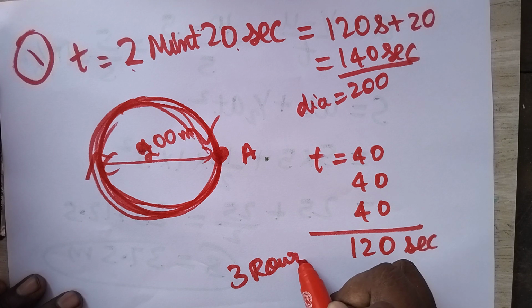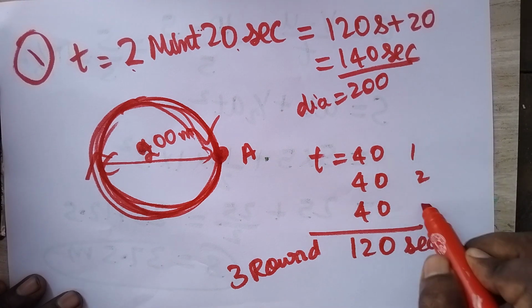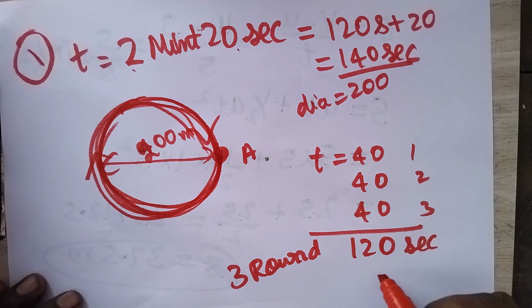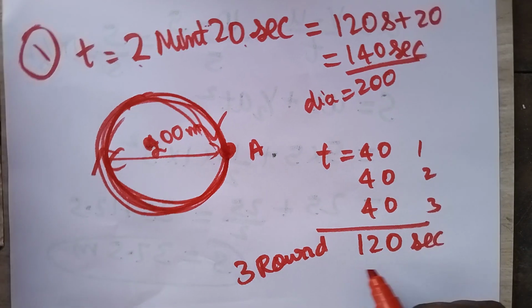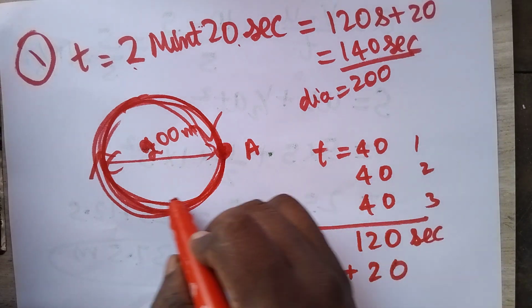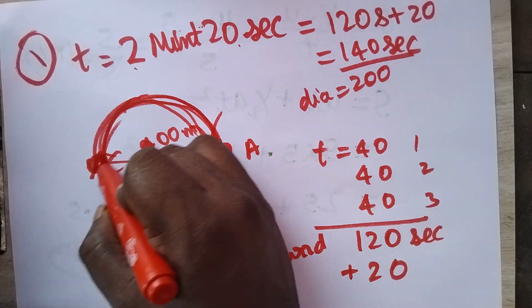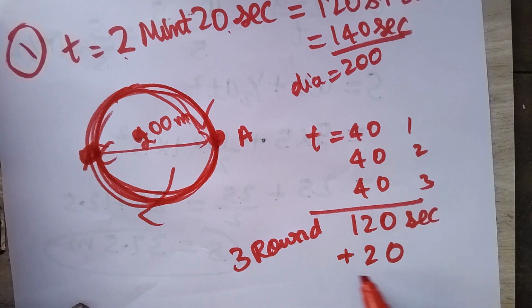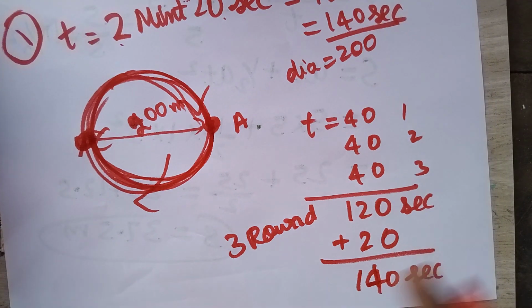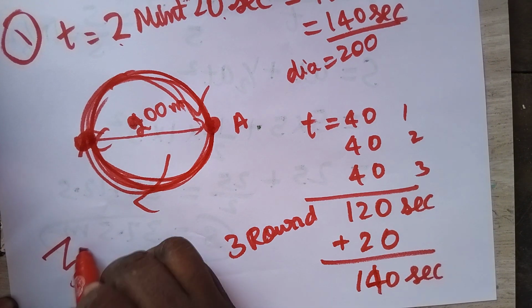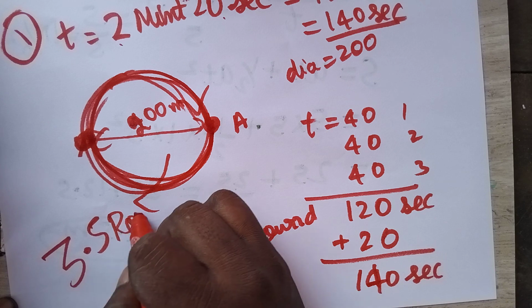For 40 seconds, 1 round: first round, second round, third round. So 3 rounds. Totally 140 seconds he is walking, so again plus 20 seconds is there. For 20 seconds he will make only half of the circle. So 120 seconds he will make 3 rounds, then 20 seconds he will make a half round. Totally 3.5 rounds.